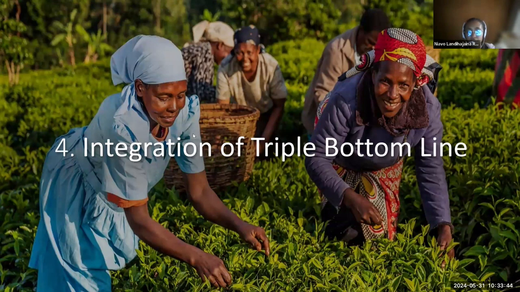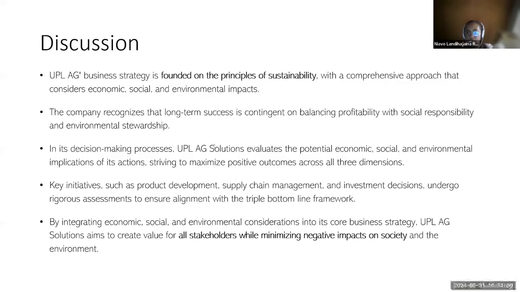From all of this analysis of the triple bottom line, let us see how it can impact the company practices. You can move. So, from this triple bottom line, UPLHG's business strategy, we can see that it is mainly founded on the principle of sustainability, because it considers at the same time economic, social, and environmental practices. Then, the company also recognizes long-term success, which has an impact on balanced profitability with social responsibility and environmental stewardship.